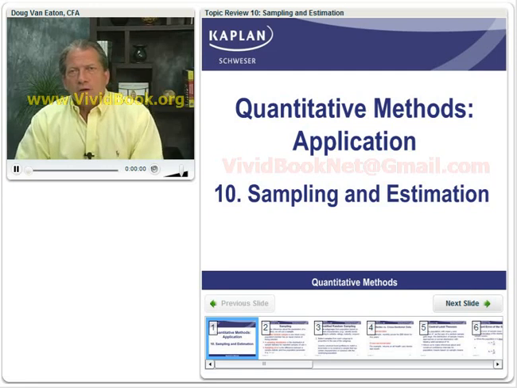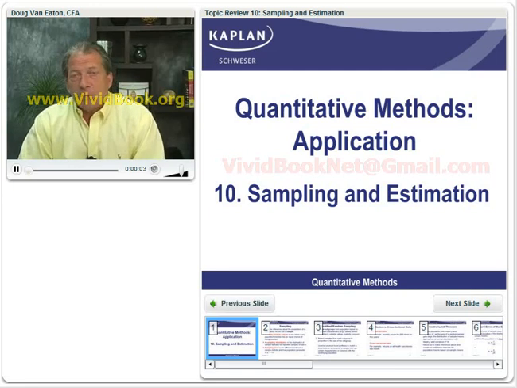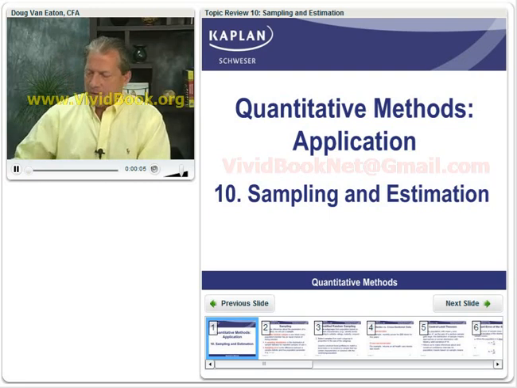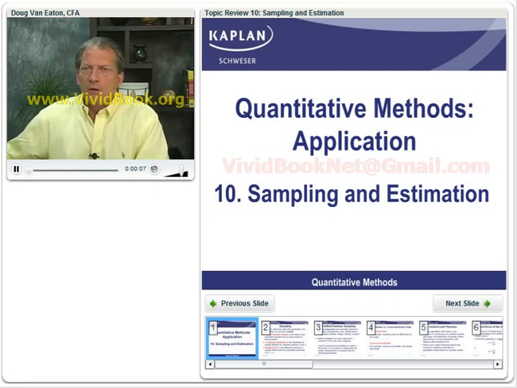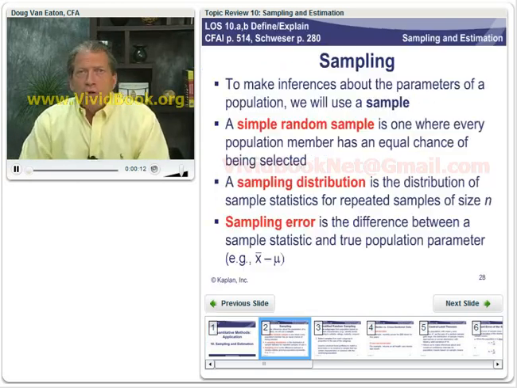Through a relatively short reading, sampling and estimation from the quant section of the Level 1 curriculum. So first, I think we need a little bit of terminology here. So let's go through these bullet points.